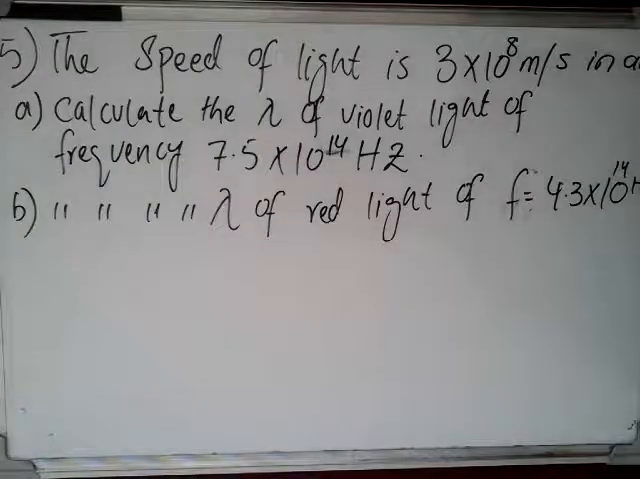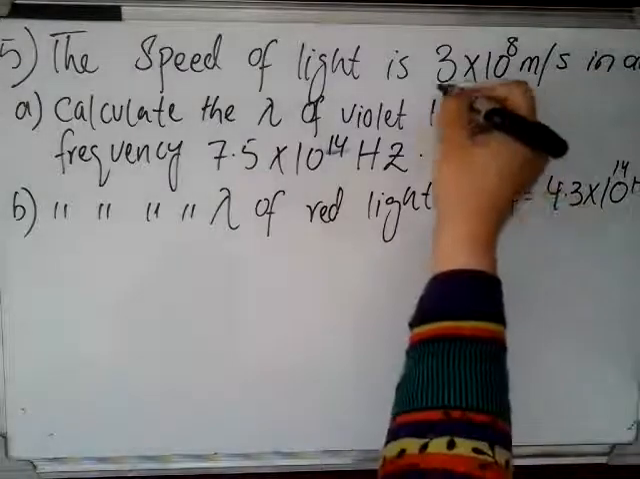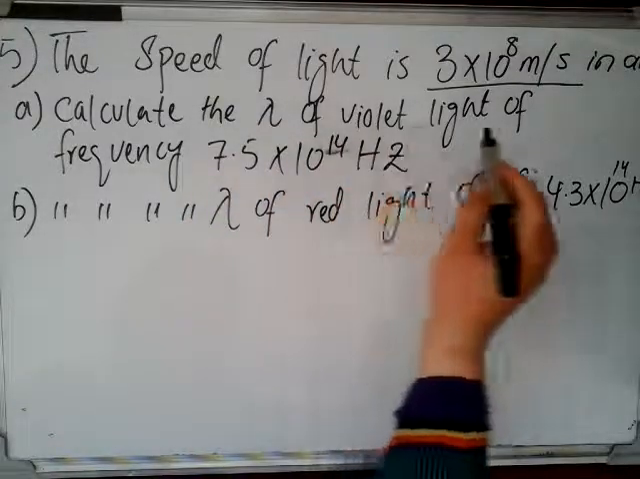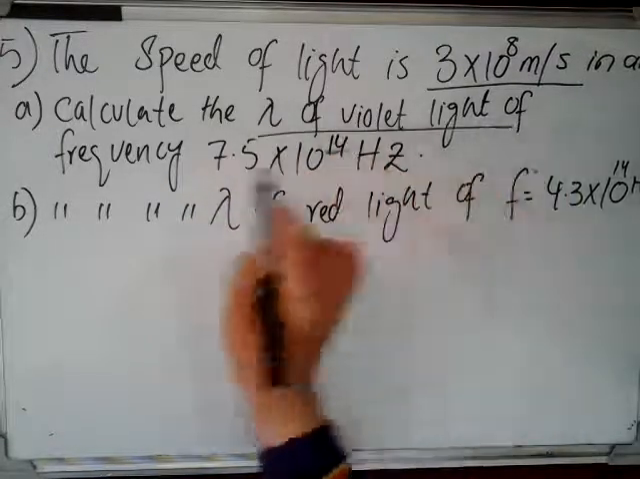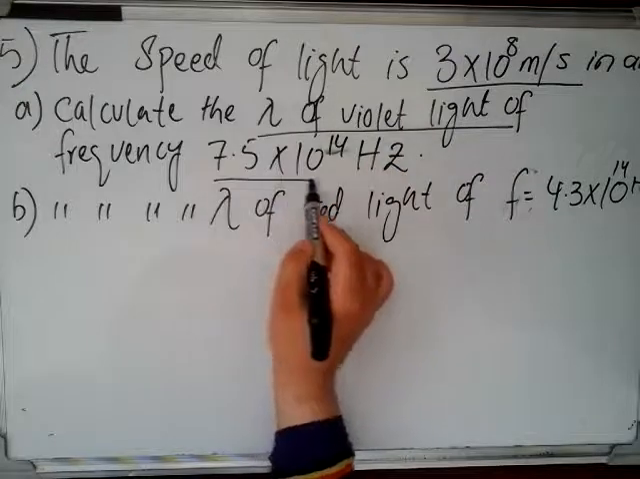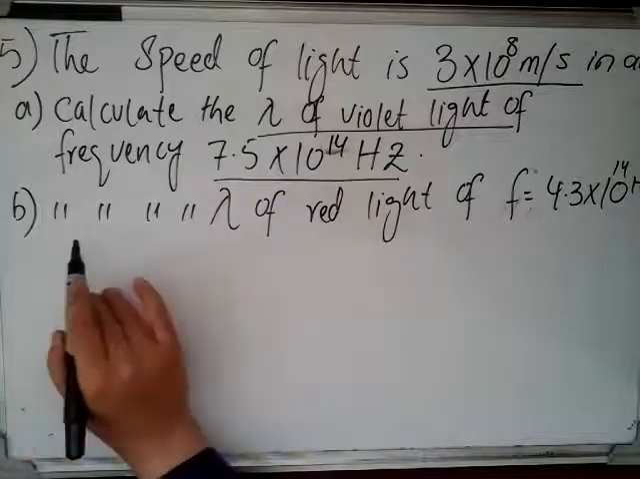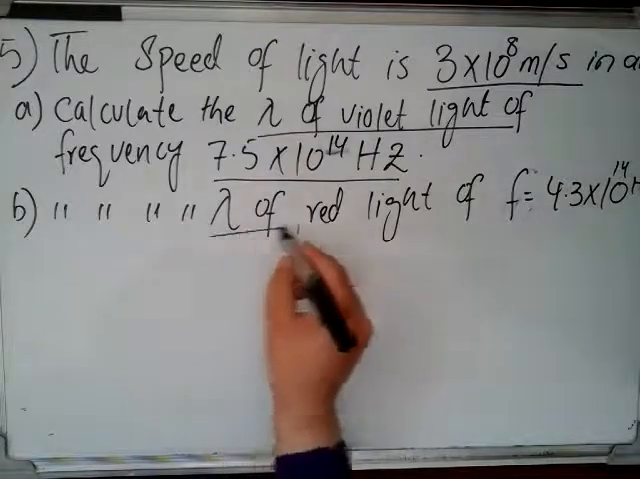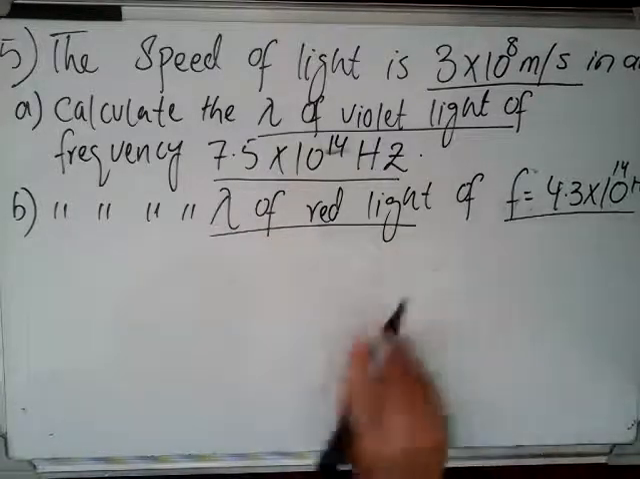A very important question: the speed of light is 3 into 10 raised to power 8 meter per second, and this speed of light is constant in air. So you have to calculate the wavelength of violet light, having frequency 7.5 into 10 raised to power 14 hertz. And then in part B, calculate the wavelength of red light of this amount of frequency.